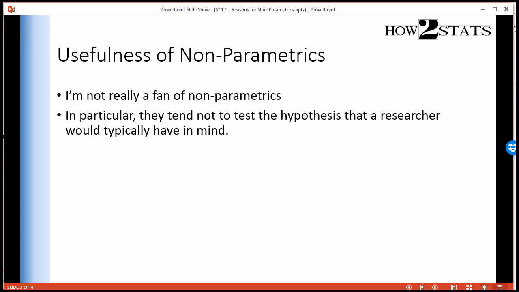Non-parametric statistics don't really test the hypotheses that researchers have in mind, in my opinion. You want to stay as close as possible to your raw data and talk about mean differences or correlations or unstandardized slopes.